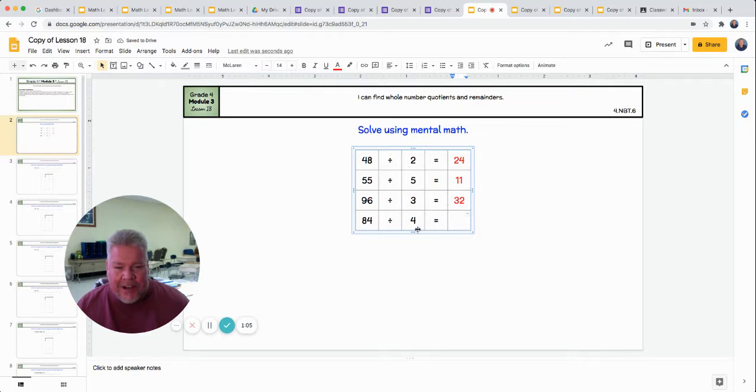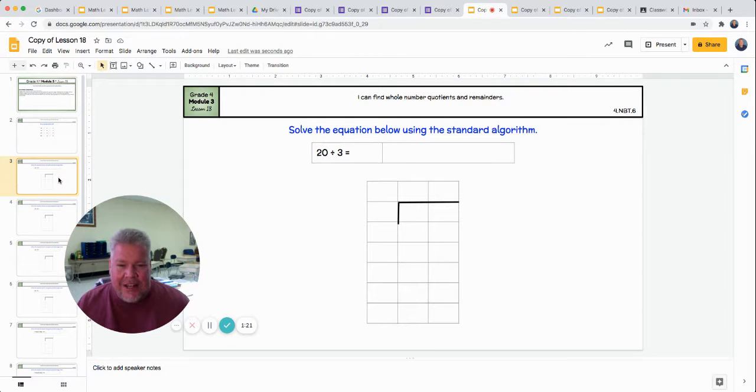And 84 divided by 4. How many 4s are in the 8? There's 2. And how many 4s are in a 4? 1. Could you do those in your head? It's not that hard. I know you can.